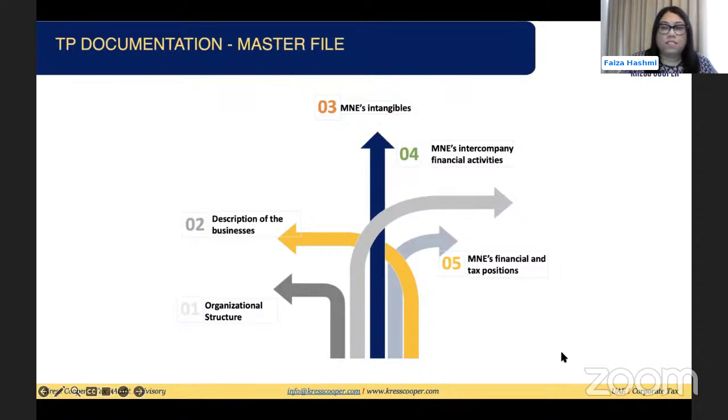So the master file is basically a high-level overview of the group. It tells you about the group's organizational structure, the description of the businesses, the list of the intangibles, what intercompany financial activities are performed, and the financial and tax position of the multinational company. So it's a high-level view of the whole group and their business.